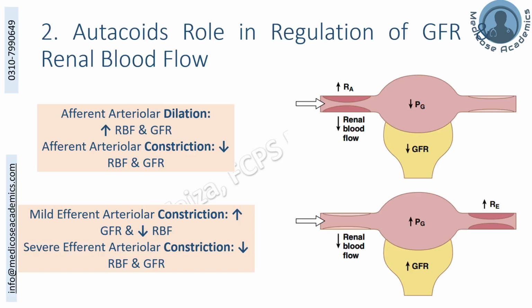So we have seen the role of the sympathetic nervous system. Now let's have a look at the role of autocoids in the regulation of GFR and renal blood flow. All those autocoids which are going to dilate the afferent arterioles will increase the GFR and renal blood flow by increasing the glomerular capillary hydrostatic pressure, and vice versa. Whereas at the level of efferent arterioles, mild resistance is going to increase the glomerular capillary hydrostatic pressure and GFR, and severe constriction will decrease the renal blood flow and the GFR.